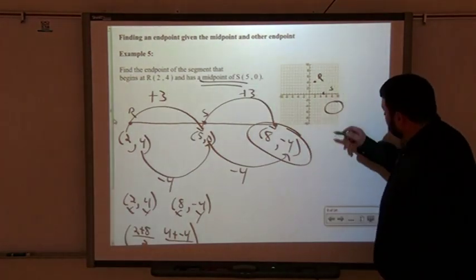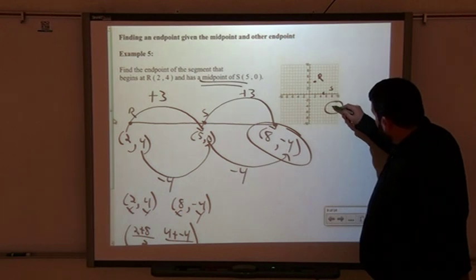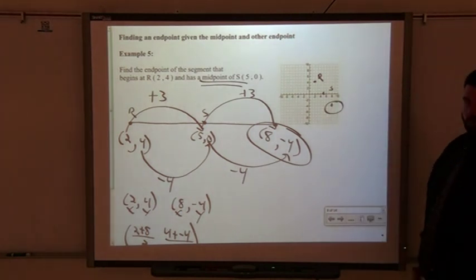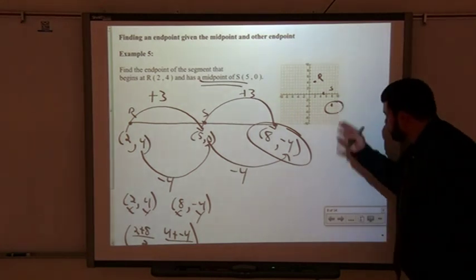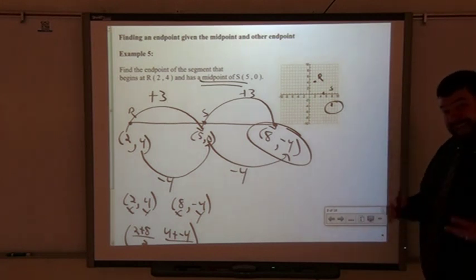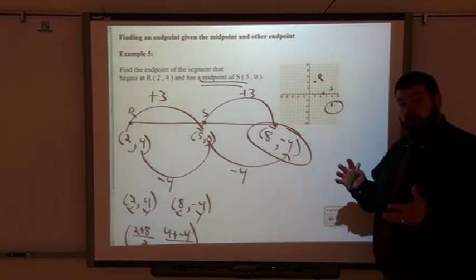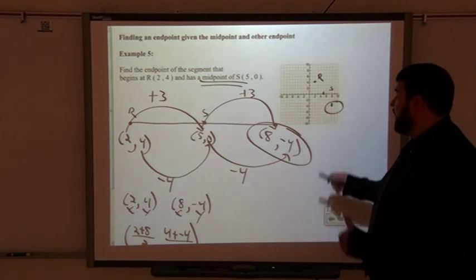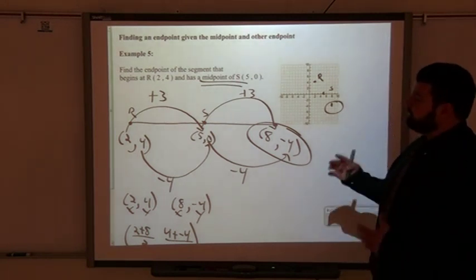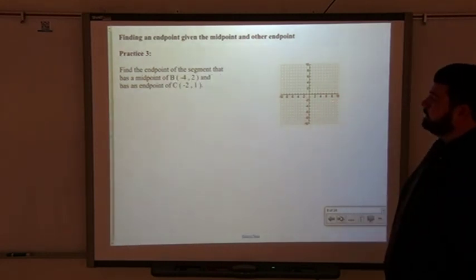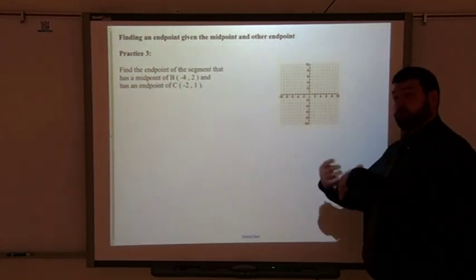Now notice, if I plot that point (8, -4), I'm right inside that circle that I drew. This is where my answer is. I didn't know exactly where, but I knew it was in that circle somewhere. And sometimes, if you can at least ballpark, you might be able to eliminate some answer choices on a multiple choice test and narrow it down. So be able to use that estimation skill. Now, here's your practice. Rewind back.